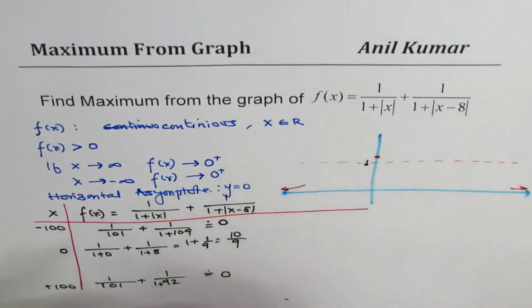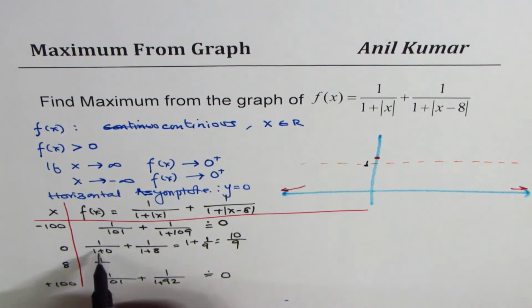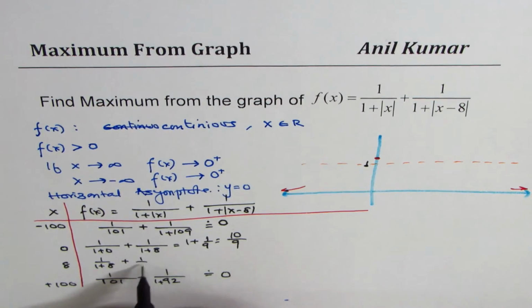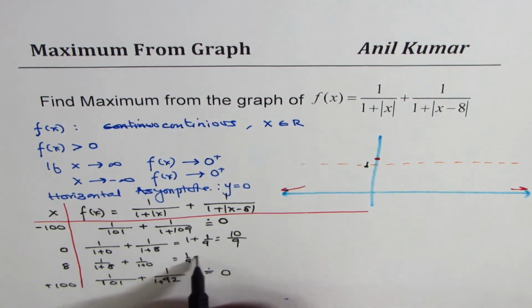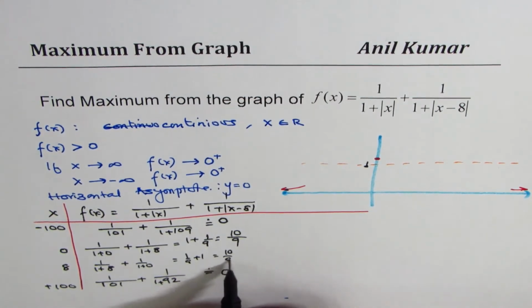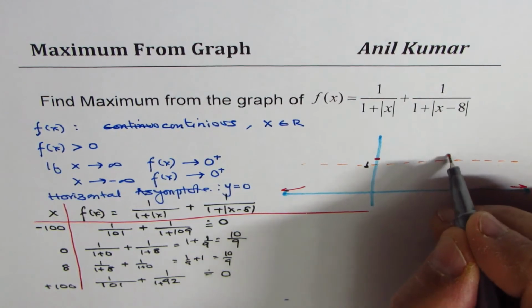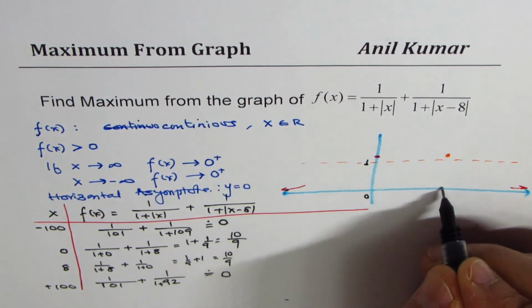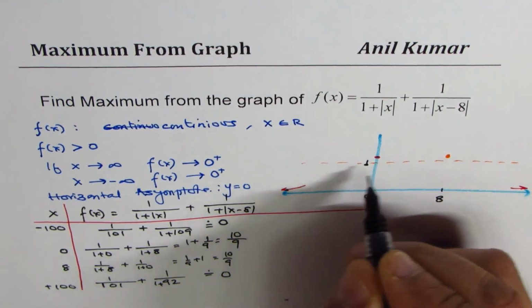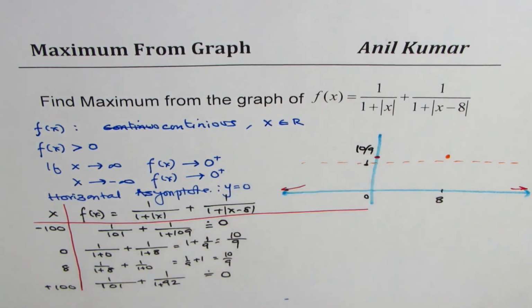Another critical number is 8. If I write 8 here, what do I get? I get 1 over 1 plus 8 plus 1 over 1 plus 0, and that is also 1 over 9 plus 1, which is 10 over 9, correct? So at 8, let's say this is 0 and this is 8 for us. We again get the same value, which is 10 over 9. So that becomes your maximum value.